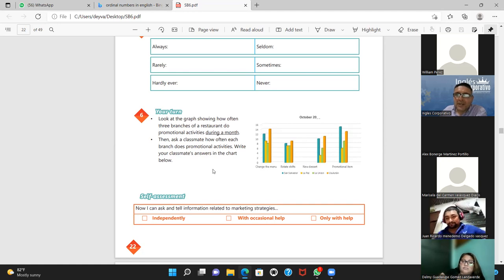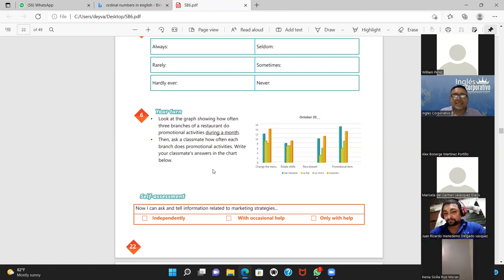So what are we doing here? Analizar las gráficas que están ahí y le va a preguntar a su compañero o compañera qué tan seguido ellos hacen actividades promocionales. Are the instructions clear, people? ¿Están claras sus instrucciones? Okay, give me a second.